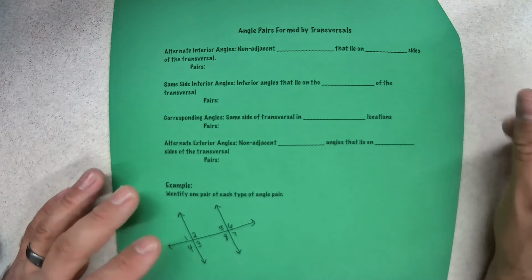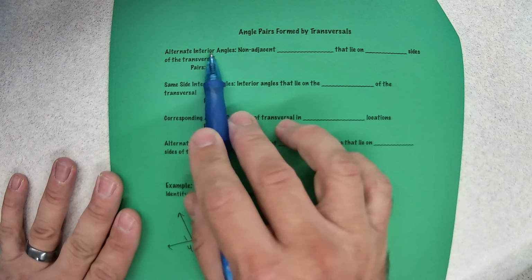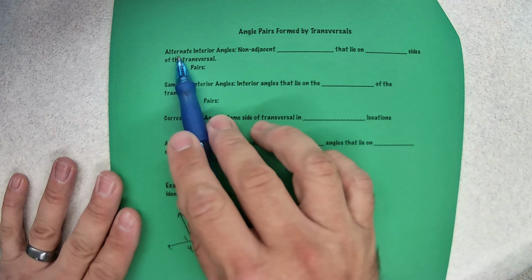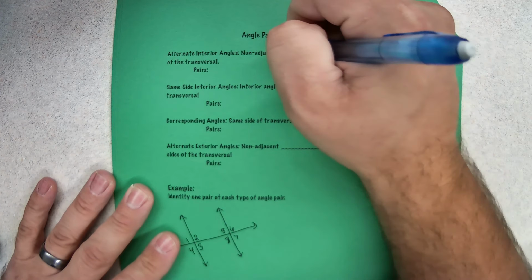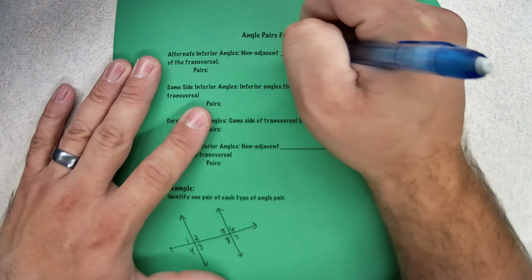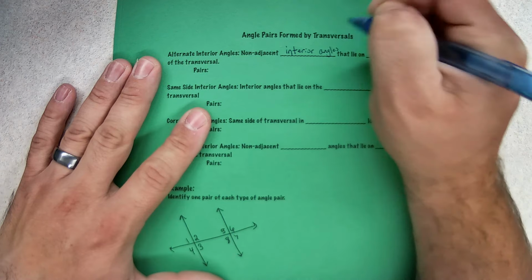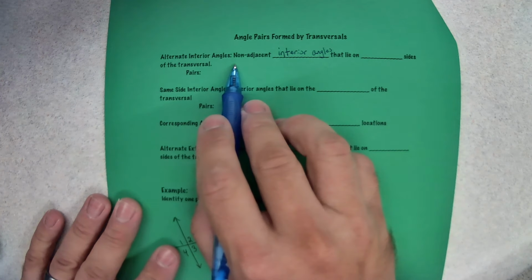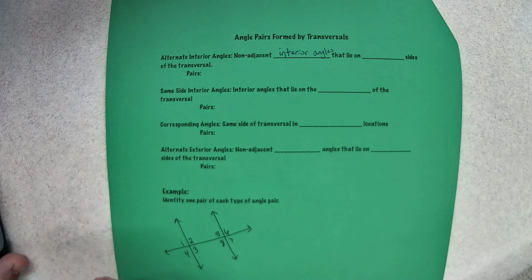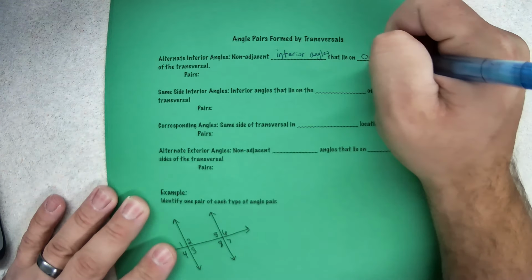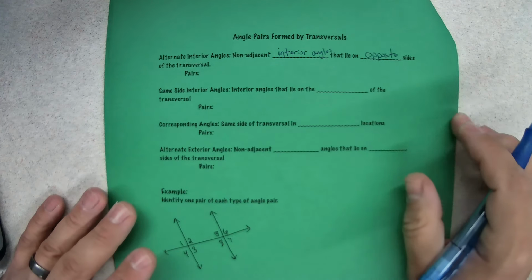The first one that we're going to look at is what we call alternate interior angles. That means we're looking at the inside, and alternate means kind of like opposite. So they're non-adjacent interior angles, meaning they're not right next to each other, that lie on the opposite side of the transversal.